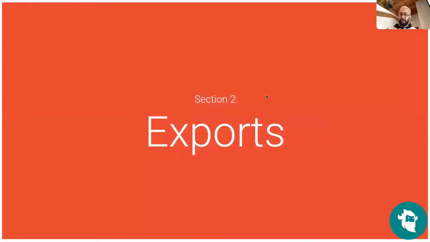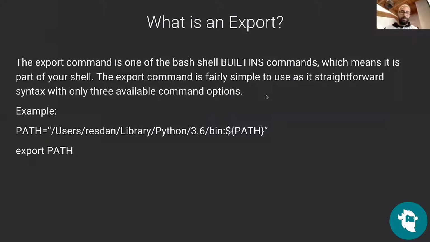The next one, exports. This is the second section. What is an export? An export command is one of the bash shell built-in commands, which means it is part of your shell. The export command is fairly simple to use as it is straightforward syntax with only 3 available command options. This is one that Dean might be familiar with. This is including Python in your export path, so you can access it via the terminal. That's really important. Usually it's typically used for including things into your path, definitely for Mac, not so much for Windows, but I think this is primarily a Mac-focused terminal presentation.